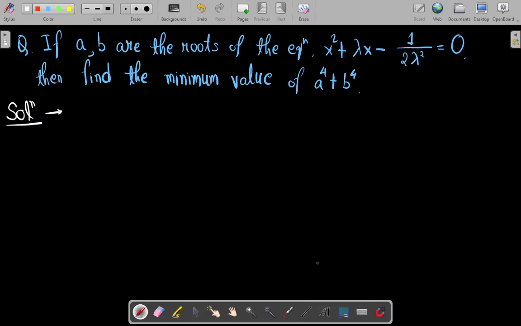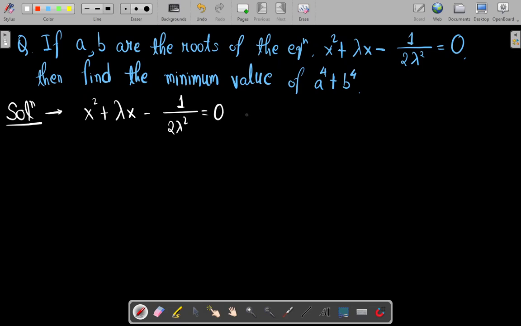Hello everyone. In this question it is asked that if a and b are the roots of the equation x square plus lambda x minus 1 upon 2 lambda square equal to 0, then we are to find the minimum value of a to the power 4 plus b to the power 4, where lambda is some real parameter. Okay, so let's start by writing the given equation x square plus lambda x minus 1 upon 2 lambda square equal to 0.